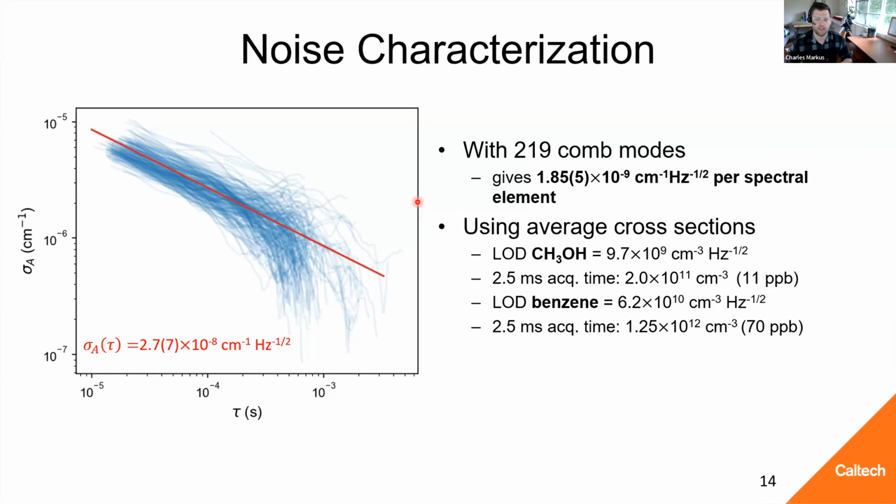But this does demonstrate that even with this first demonstration, which was done rather quickly, we are getting down to the concentrations we would need to do, for example, kinetics measurements, where we're measuring transient species that are on these same orders of concentration of 10 to the 13, 10 to the 14.